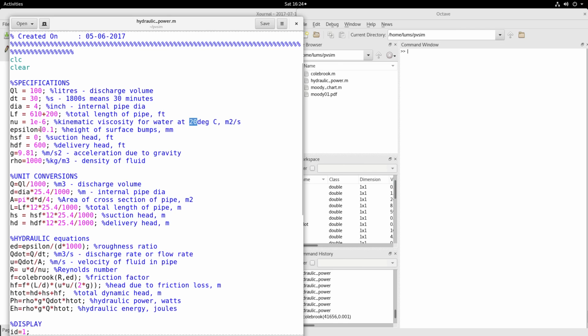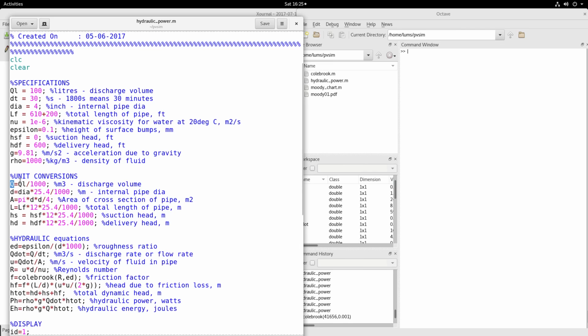Epsilon is the height of the surface bumps. HSF is the suction head given in feet. HDF is the delivery head given in feet. G is of course the acceleration due to gravity, and rho is the density of the fluid. Here it is water, which is 1000 kg per meter cube. Now we come to the unit conversions. So in unit conversion, Q, the discharge volume, has to be converted from liter to meter cube.